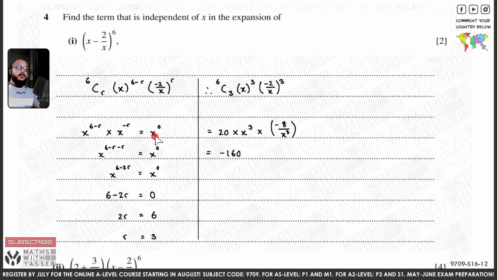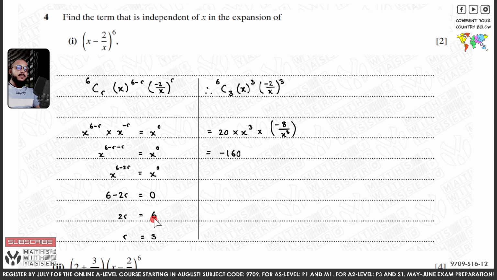This must be equal to x to the power 0, which defines the term that is independent of x. So since there is multiplication, that means we need to add these two powers. So this will be x to the power 6 minus r plus minus r, which is 6 minus 2r, equal to x to the power 0. With the help of equality rule, we can say 6 minus 2r is equal to 0.